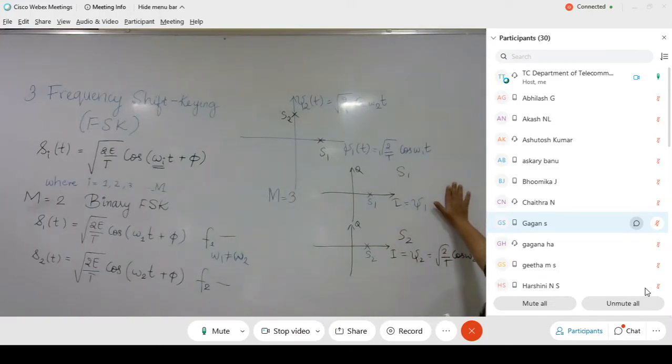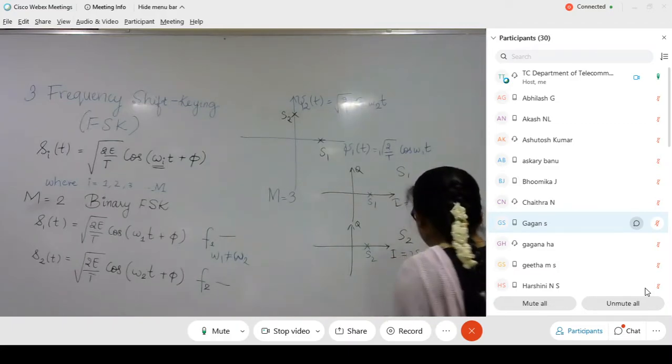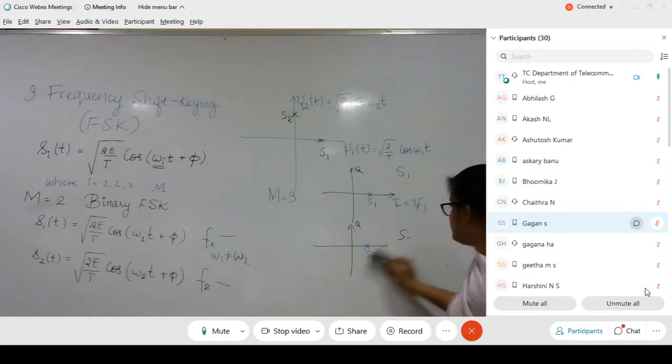So this is it with respect to the IQ plot of FSK. For each and every symbol there will be I and Q. Just remember that: corresponding to one basis function, you will have I and Q in each of the phases. So this is one thing with respect to FSK which is very unique.